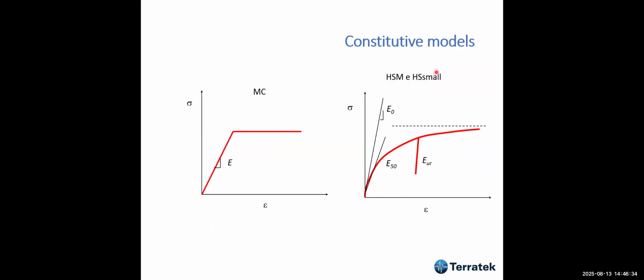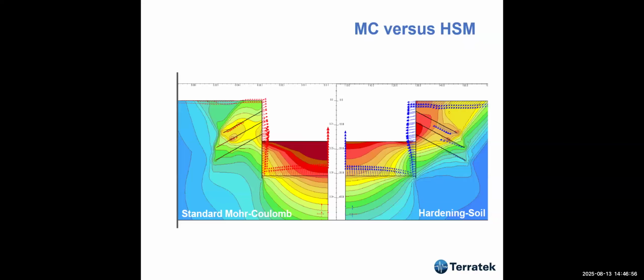And later on, they developed this hardening soil small strain model, in which they added the E naught, which is the Young's modulus for very, very low strains. This is what I like to use, and this is why we need small strain measurements, which can be done by geophysical methods. This is exactly what I found.